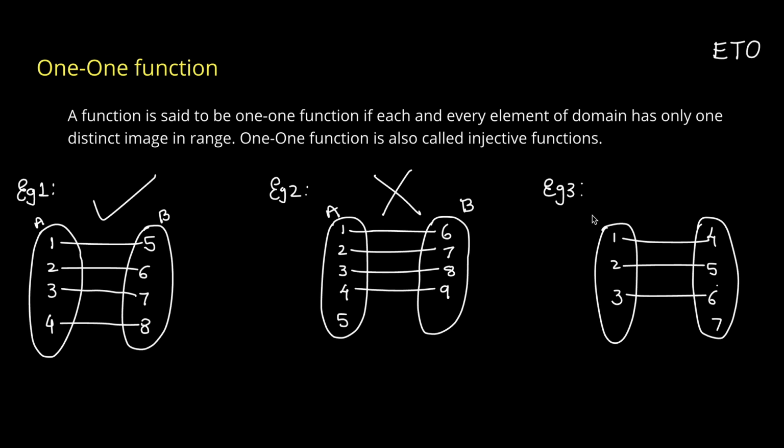Last example, consider set A and set B. Set A contains 1, 2, 3 and set B contains 4, 5, 6, 7. Every element in set A has a unique and distinct image in set B. So this is a one-to-one function.